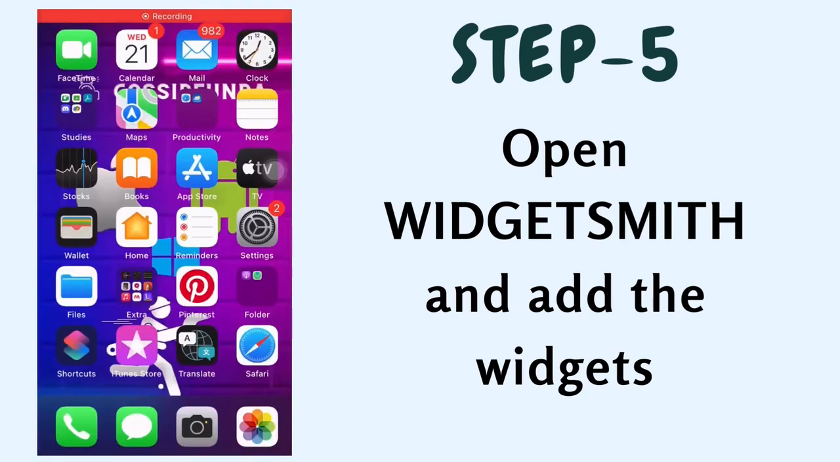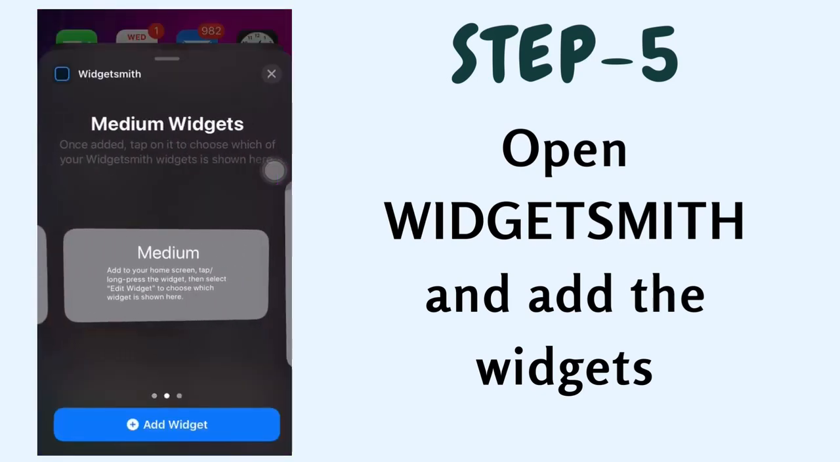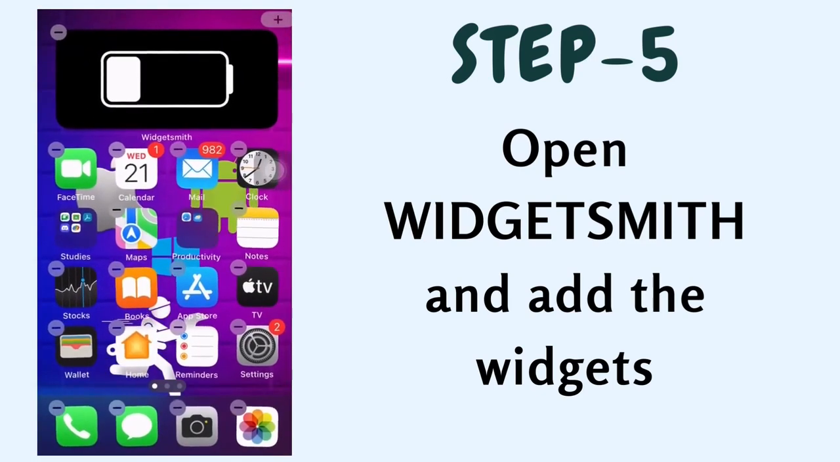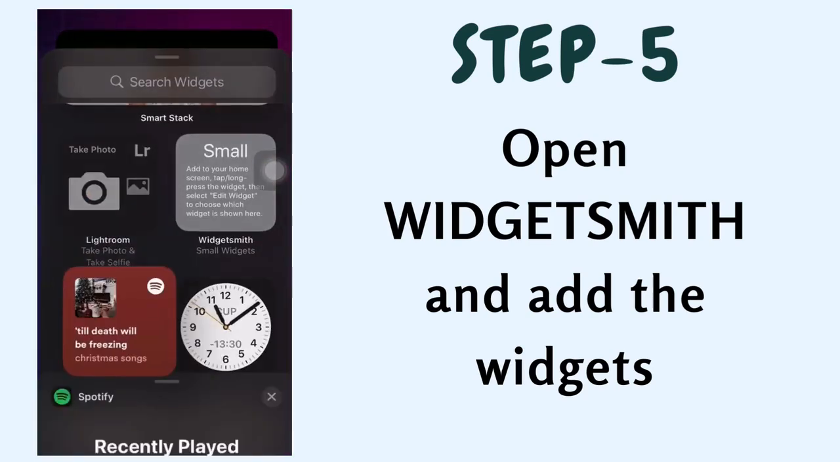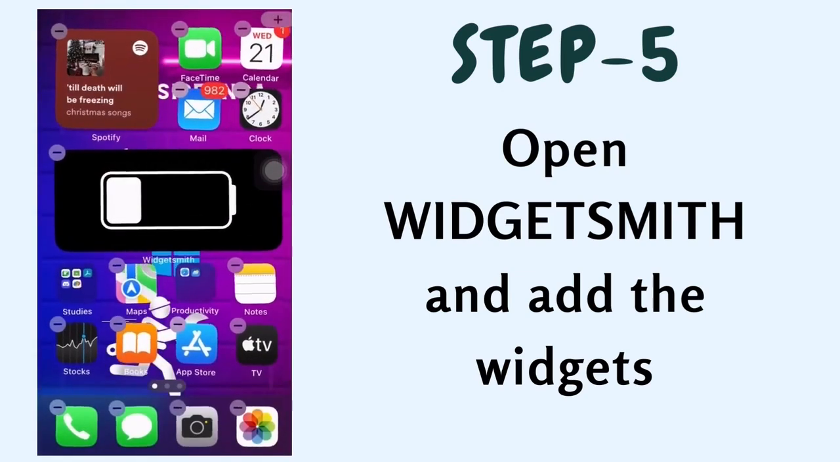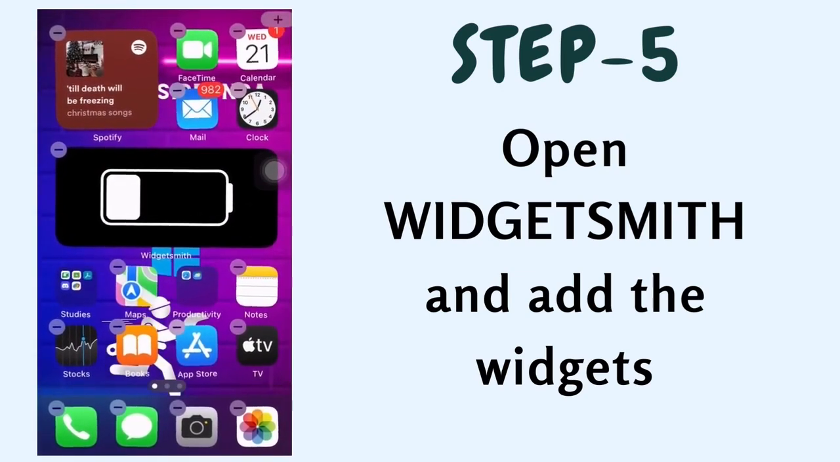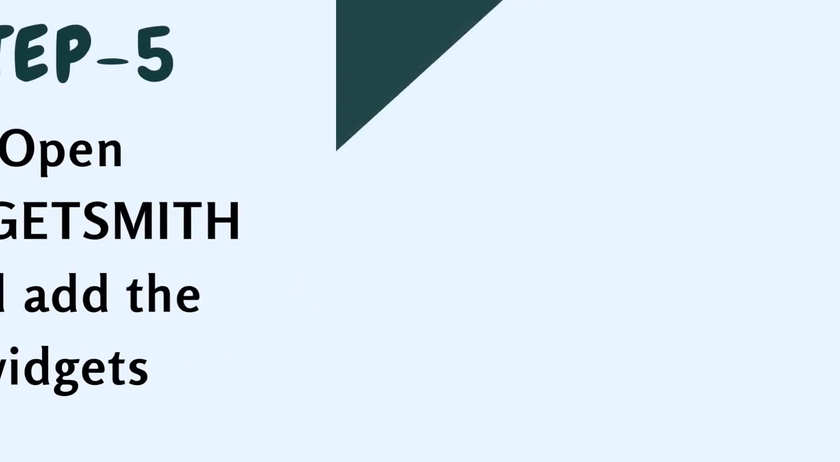Now to see the widgets on the home screen or the lock screen, you simply have to long press on the screen and then click on the plus sign which is given at the top right corner, and then you just simply add the medium-sized widget or the small-sized widget, whichever you want to be there.